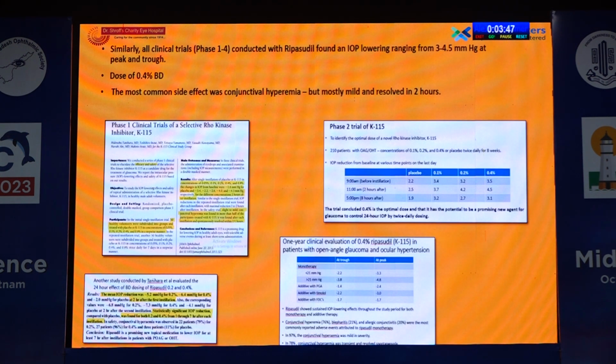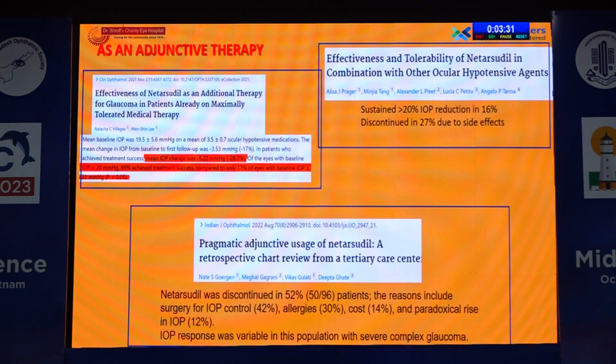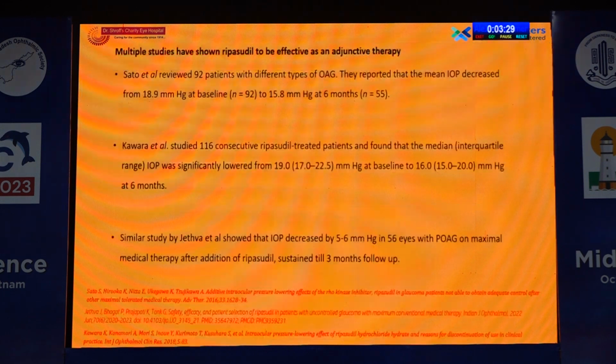Similarly with Ripasudil, all the 4 trials had a similar effect and found that the IOP lowering was in the range of 3 to 4.5 millimeters of mercury. And the most common side effect, again, which was noted, was conjunctival hyperemia. But in all the studies it was found to be mild, resolved within 2 to 3 hours. It has also been tried as an adjunctive therapy with good results.